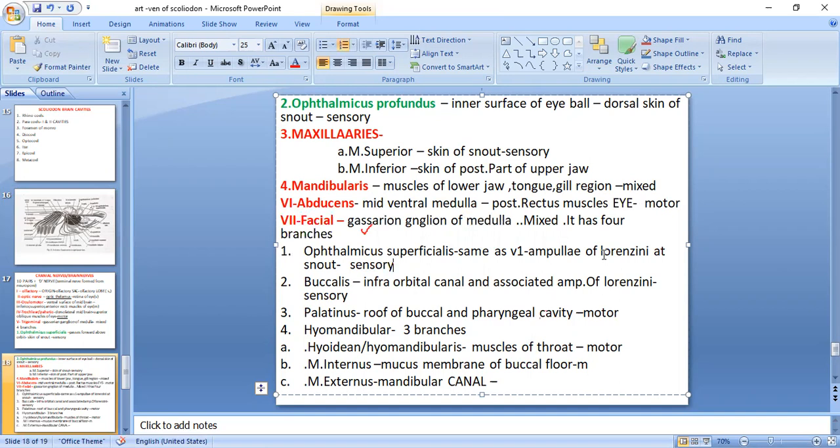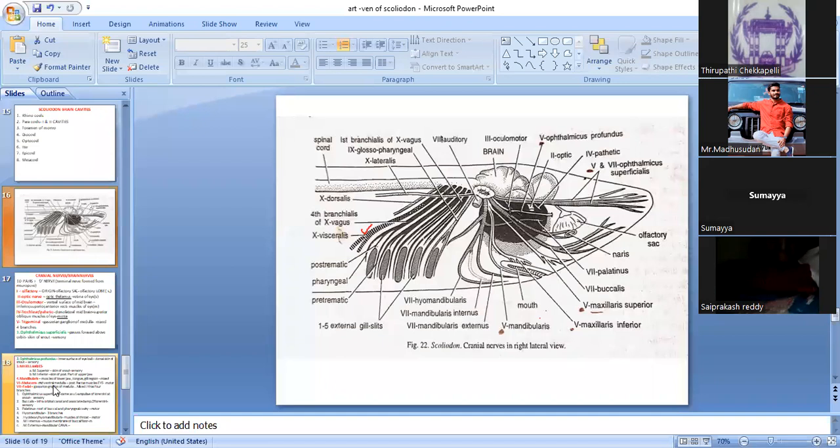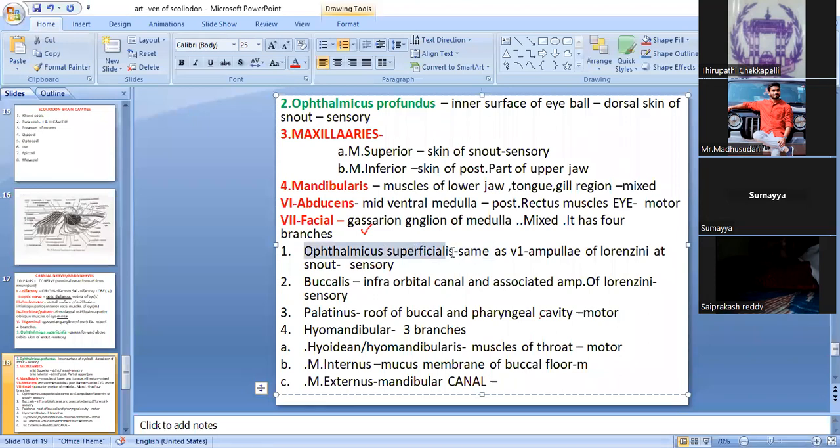Okay, so they are present scattered on the skin. Okay, anyway, so then this one is the seventh buccalis. Okay, so the buccalis nerve is also the second part of the seventh nerve. So this is buccalis.